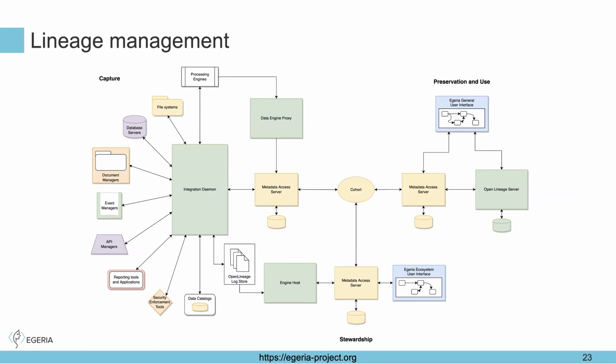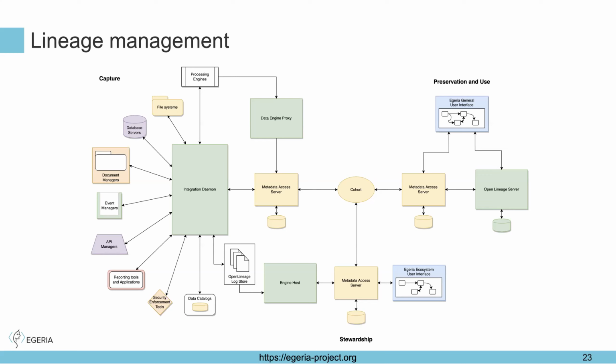So when we look at our Lineage management architecture, you see the familiar integration daemon there acting as the capture of metadata, because the more automated, the better. Then we see the engine host augmenting. And then finally, in this particular case, we have a special governance server called the OpenLineage server. You think of that as a specialist warehouse for Lineage.